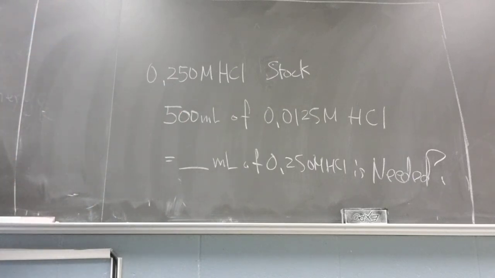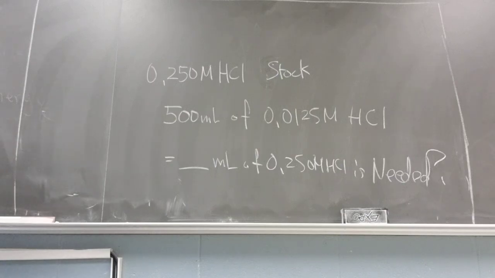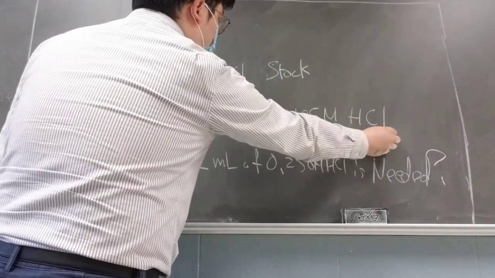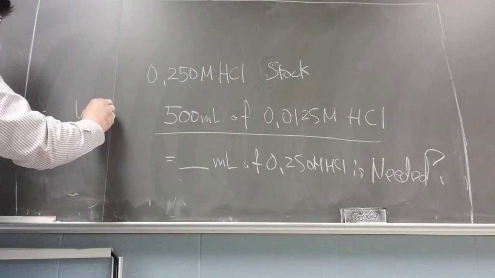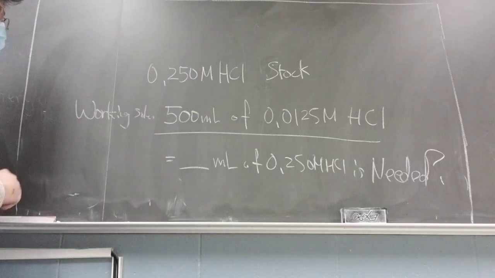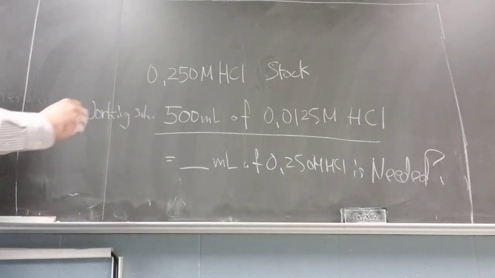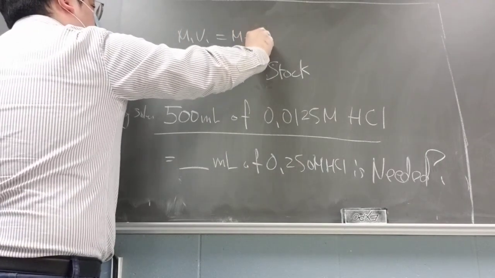So you're going to do a dilution, putting a lot of water on a certain volume of the stock solution. You make a dilution by mixing that with water. But how much do you need to make this solution? This is the stock solution. We normally call this the working solution because this is the solution you're going to work with. This is what we learned. Try to use this one.